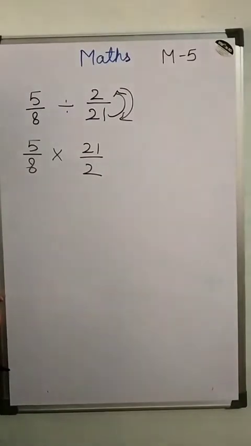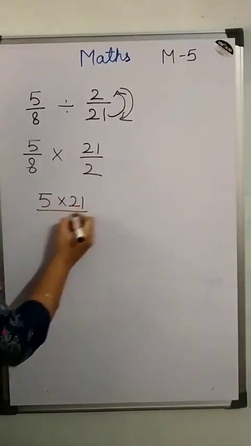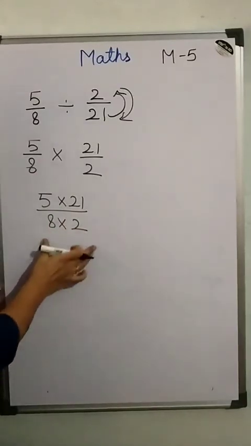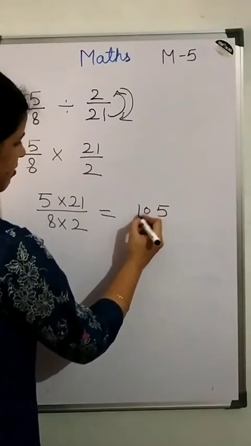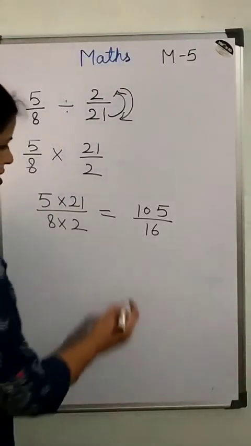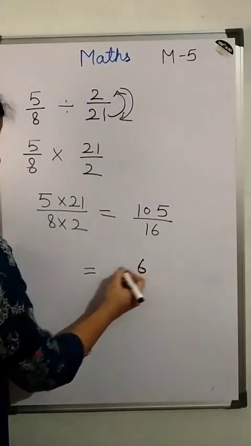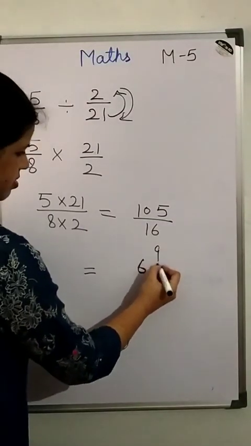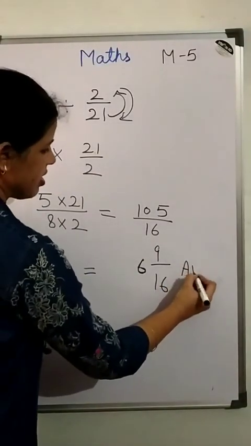Now these all are in multiplication, so we can reduce or we can multiply them. Just see, we multiply numerator to numerator and denominator to denominator. We cannot reduce anything here, so we just multiply them. 5 into 21, and 8 into 2 is 16. We cannot cut this one, so we reduce it into a mixed fraction. We convert this into a mixed fraction, 6 and 9 upon 16. So in this way you can solve these questions.